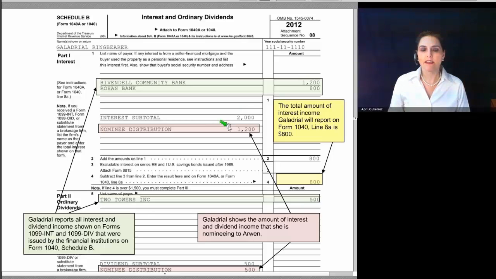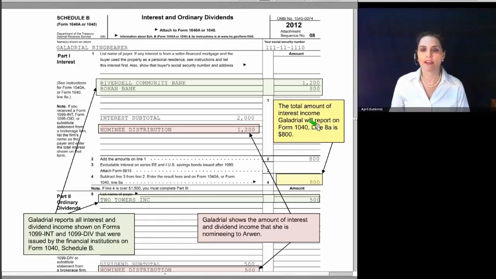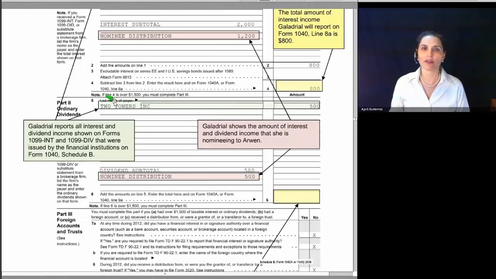She will then indicate that there is a nominee distribution going out to Arwen in the amount of $1,200. And $1,200 will subtract from $2,000, and Galadriel will then enter $800 of interest income on line 4 of her Schedule B, and that is the amount that she will carry to 1040 and enter on line 8A. On the bottom of the Schedule B, we can see we also acknowledge the dividend income from Two Towers, but we show that all $500 of dividend income is being nominated out, and the amount of income carrying to line 9 of her 1040 form will in fact be 0.